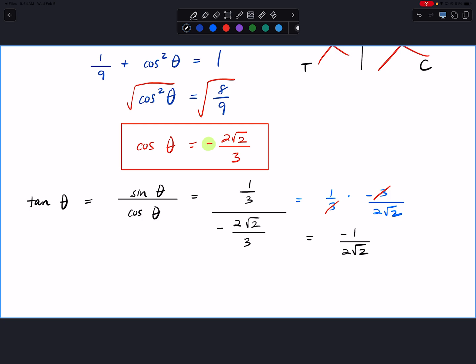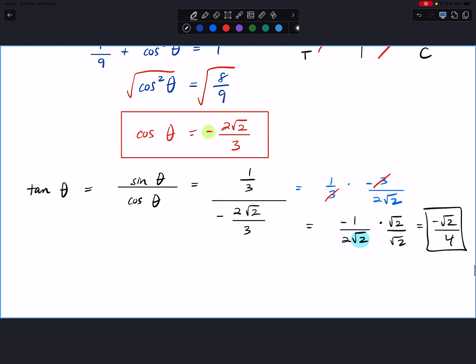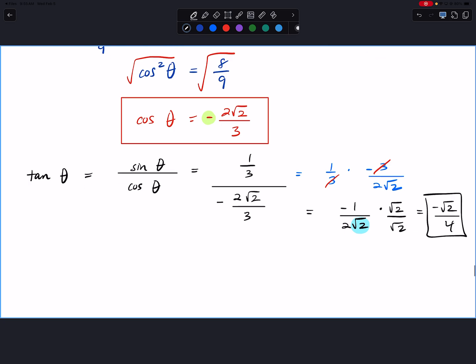Which number on the bottom is giving us trouble? The radical 2, right? So multiply top and bottom by radical 2. And we get negative root 2 over 4. Okay, is everybody okay? Not too bad. So the other 3 are pretty easy to find, right?